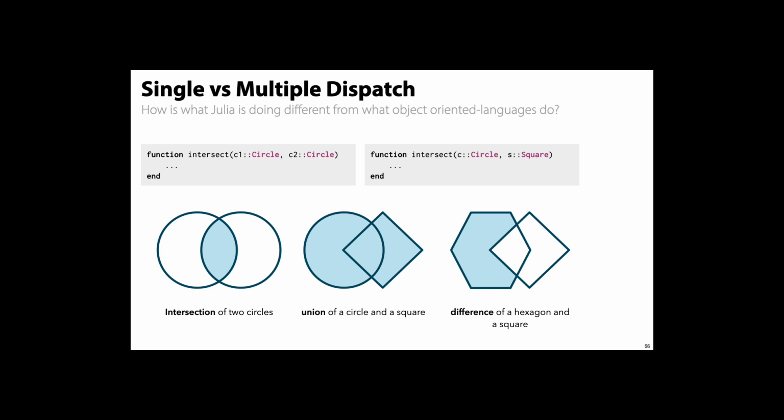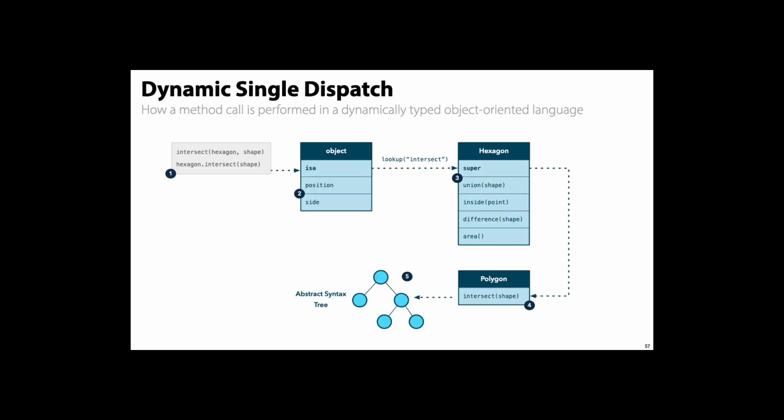So dispatch is basically, how do I select a particular method or a particular implementation of code to run at runtime. This is for a dynamic language, and languages that would do this are Python, Lua, Objective-C, and so on. In these cases, we have intersect between a hexagon and some shape. And in an object-oriented language, the first argument has some significance. It's the this or the self. So we're going to write hexagon.intersect to indicate this special significance of the first argument.